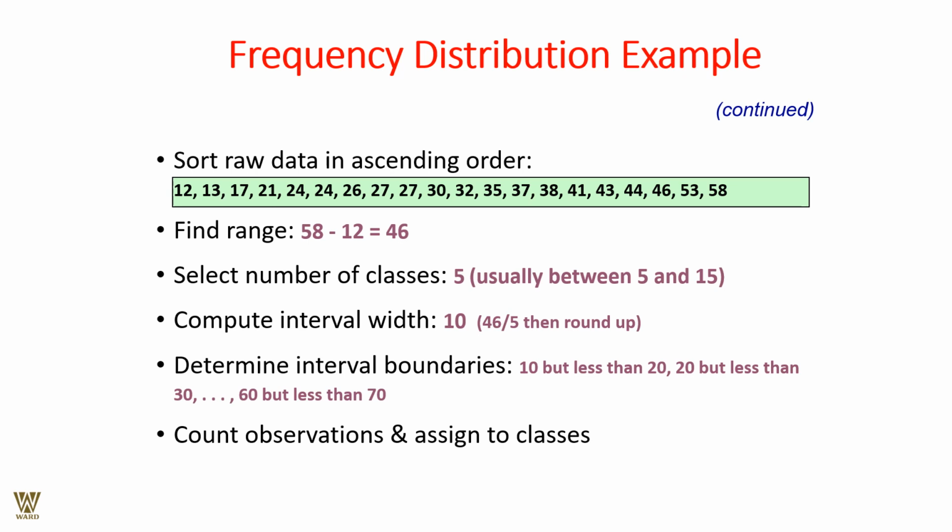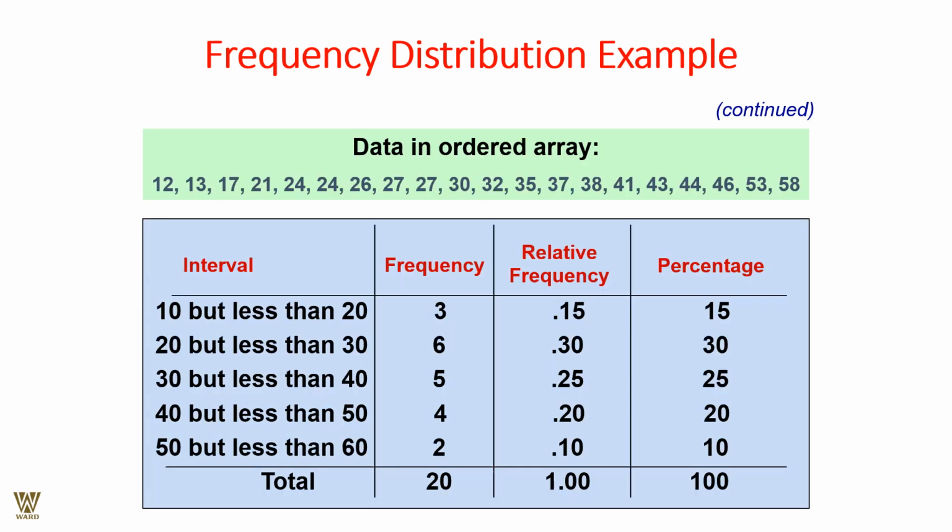So the difference is 46. Now, if we select a class of 5, usually it ranges from 5 to 15. Compute the interval. Let's say 46 divided by 5 and round it up, and you will have somewhere around 9 or 10 as the interval. Count the observations and assign them to the classes.